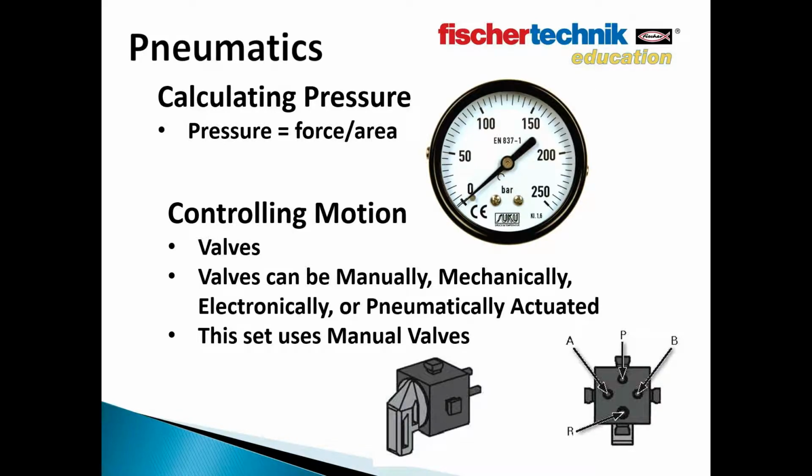The final of the 5 subsystems of a pneumatic system, that being the control of the flow of air to a pneumatic cylinder, is then addressed. This is done with the use of valves. Valves can be actuated in several ways, either mechanically, electronically, pneumatically, or manually. The valves which are included for use in this set are manual, and students will learn how these valves are used.